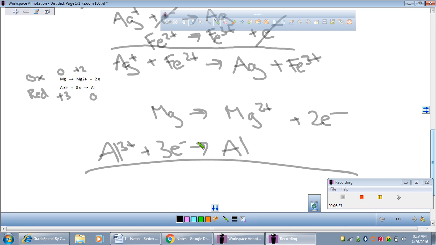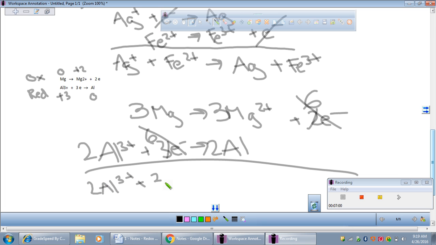Well, in order for this reaction to happen simultaneously, we have to have the same number of electrons lost and gained. So we must multiply by a coefficient. So if we multiply the top reaction by 3, we get 6 electrons. If we multiply the bottom reaction by 2, we also get 6 electrons. They cancel out, and we can write our final overall net ionic equation. All right, so that is oxidation reduction. Study.